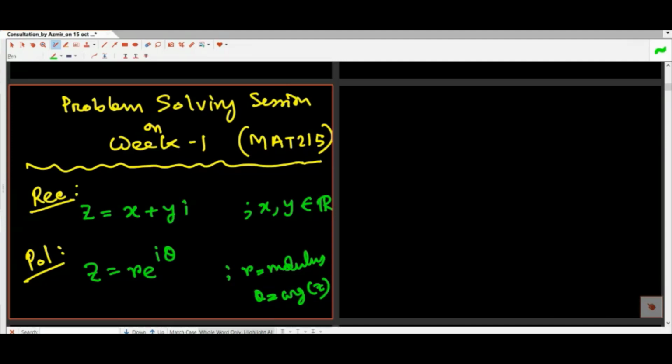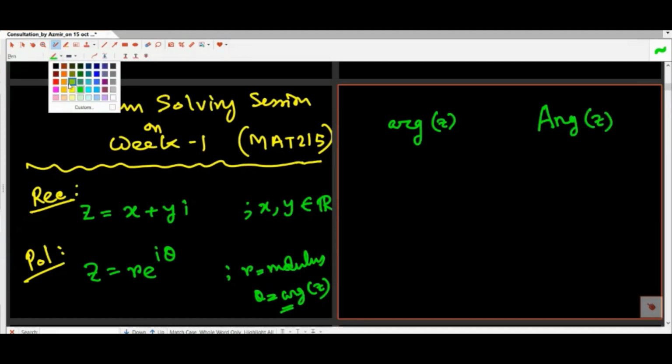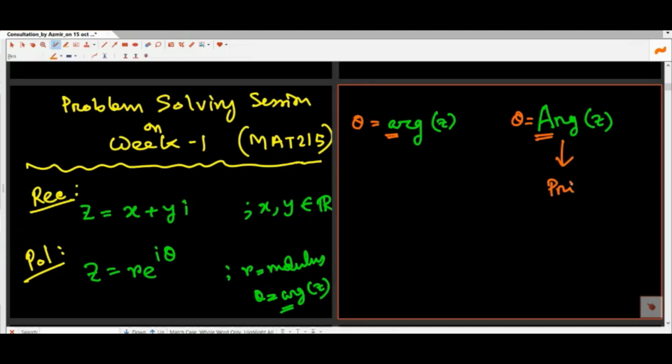So you can see that I have written argument with small a, small letter a. So there is a difference between argument of z and Argument of z. So be careful about the letters. That is, here we have small a and here we have capital A. So any argument can be written as theta. So this one is also written as theta. But just to clear the difference between argument and principal argument, this one is known as principal argument.